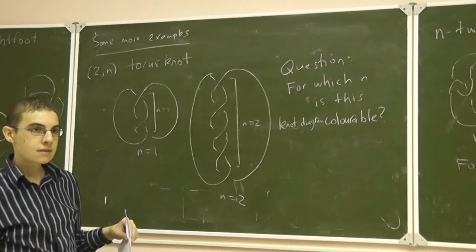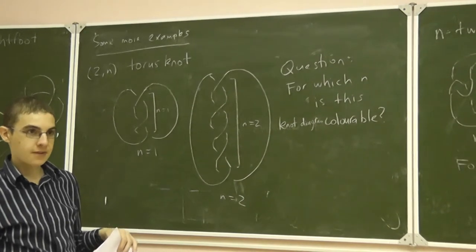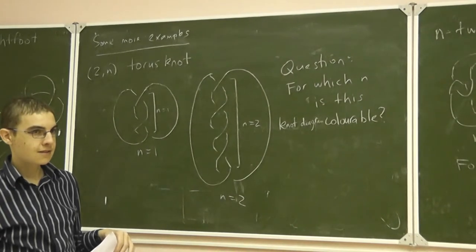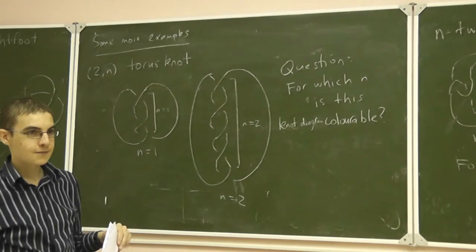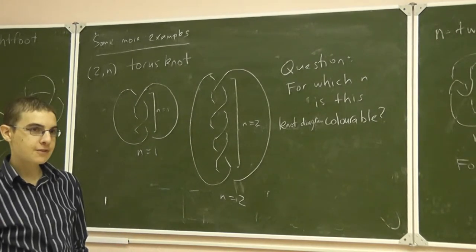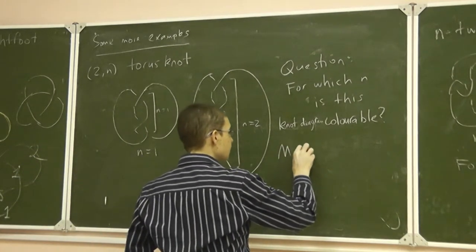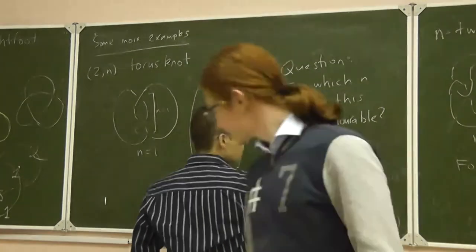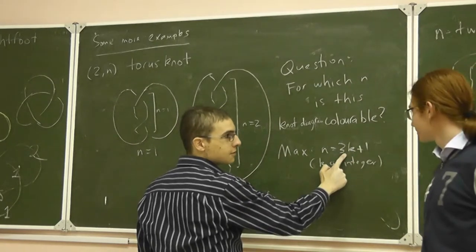Remainder. If the remainder of n on division by 3 is 1, if n is 1 mod 3, if n can be written as 3k plus 1, yes, it is colorable. And if not, it isn't. So, would you like to prove it or sketch it to us? So Max again. Max, just in English, we say if this is the case, then we say n is 1 modulo 3.